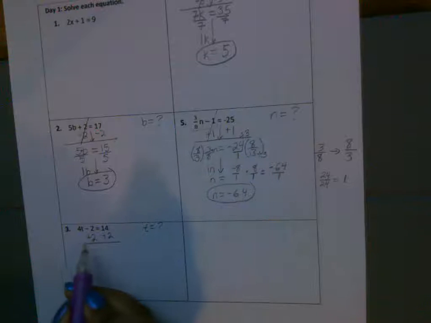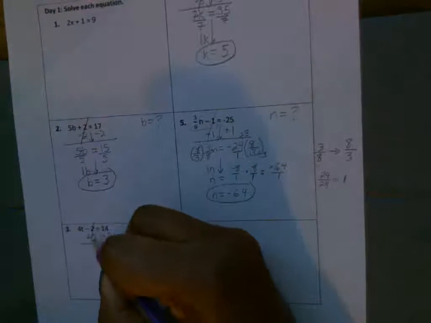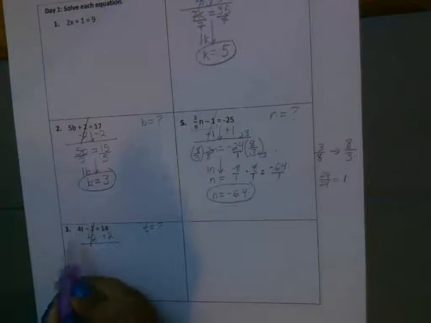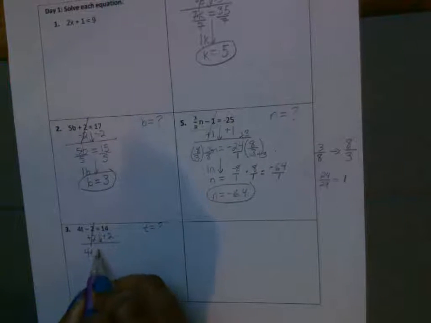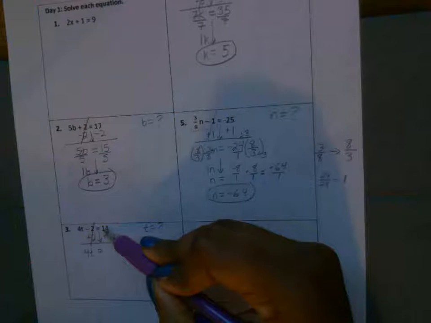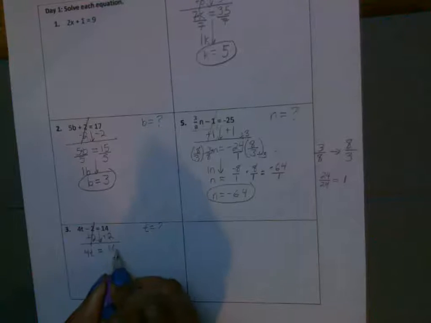Here, when you add 2 on both sides, this is gone. This is 0. -2 plus 2 is 0. And you're left with 4T. Bring down your equal sign. On this side, 14 plus 2 gives you 16.